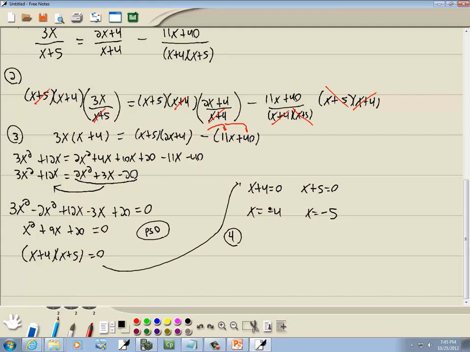Now, step 4, semi-check your answers. If I put negative 4 back up here, negative 4 plus 4 is 0. We can't have a 0 in the denominator. So that one crosses out. Negative 5. If I put negative 5 here, negative 5 plus 5 is 0. We can't have a 0 in the denominator. So that one goes away. Since both of them went away, our answer is no solution.